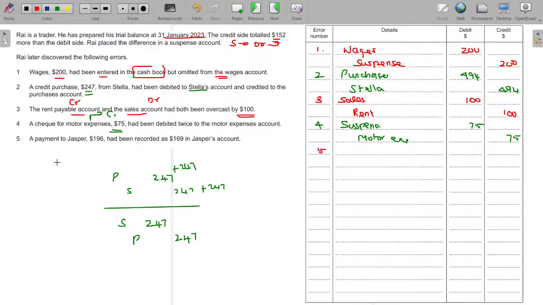Fifth one. A payment to Jesper 196 had been recorded as 169. So Jesper is actually debited, but we have debited lesser. You have to debit further the difference, 27. So the entry being Jesper debit and suspense credit, the value being 27. Is that clear?